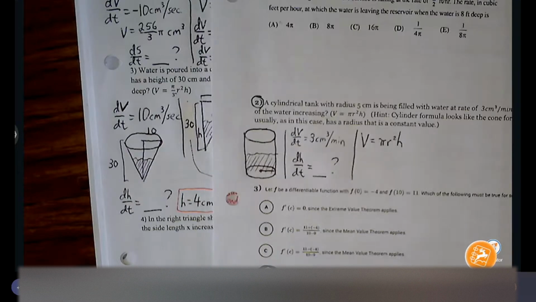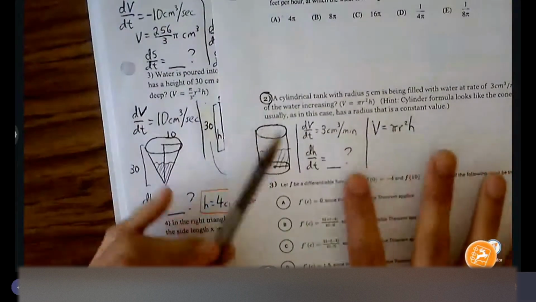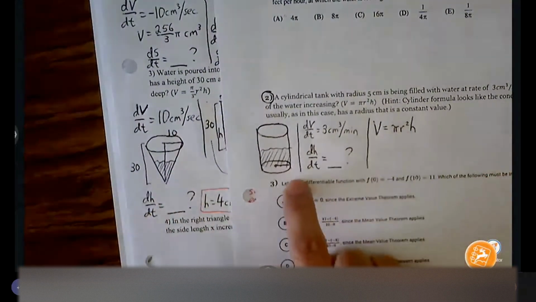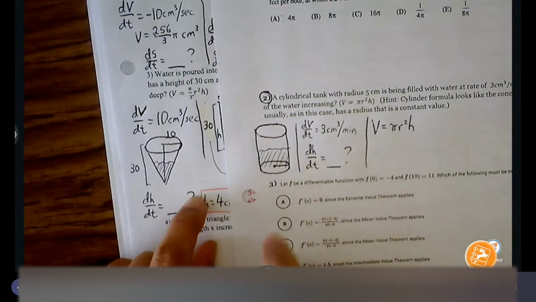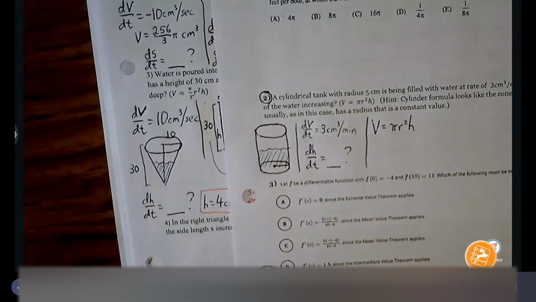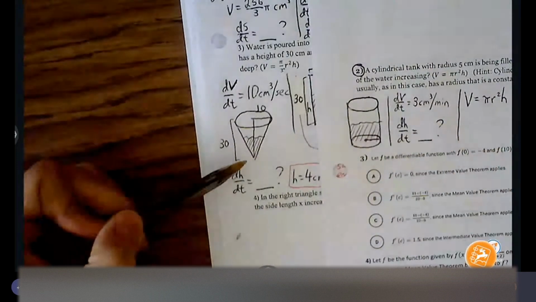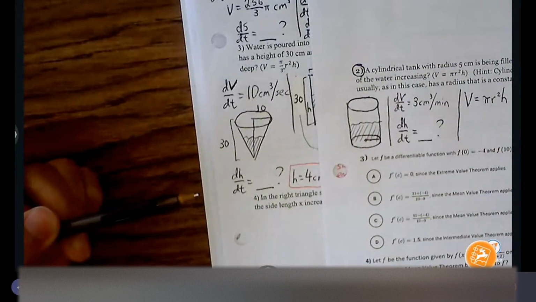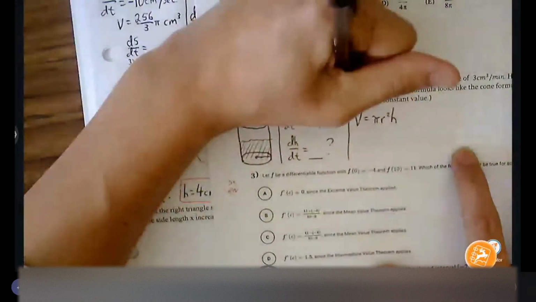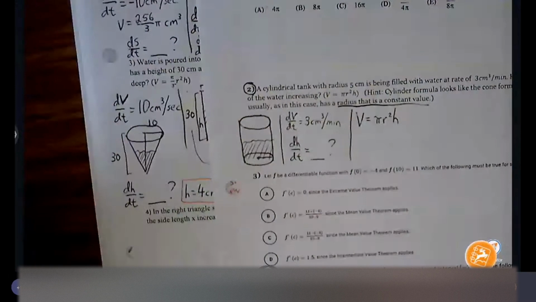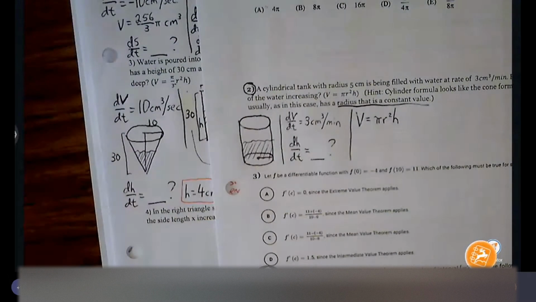as water is filling into the tank, what do you notice about the radius? The height is changing, but what do you notice about the radius? Stays constant. So that makes the process a lot easier. With cones, we can't just replace the radius with a number because it keeps changing, right? But here we can. So because radius is a constant, we can immediately get rid of the radius. We don't have to create a relationship between radius and height.